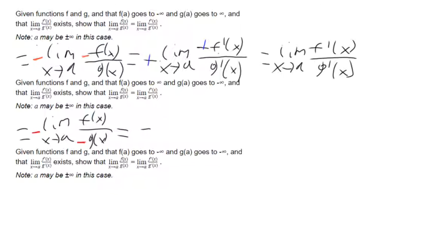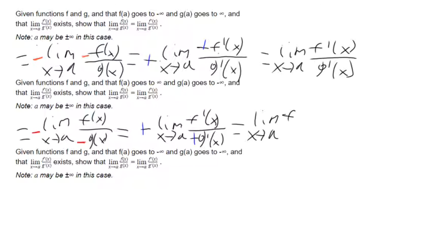So we can say this is equal to the negative limit as x goes to a of f prime of x over negative g prime of x. And again, the negatives will cancel each other out. And we can say that this equals the limit as x goes to a of f prime of x over g prime of x. So we've shown that this equals this, which is what we wanted to prove.